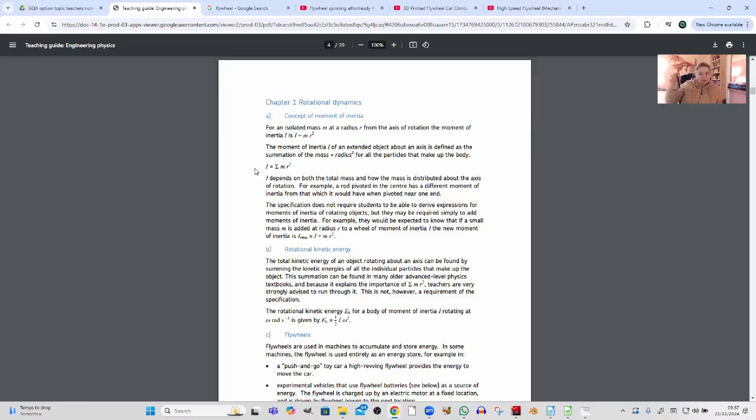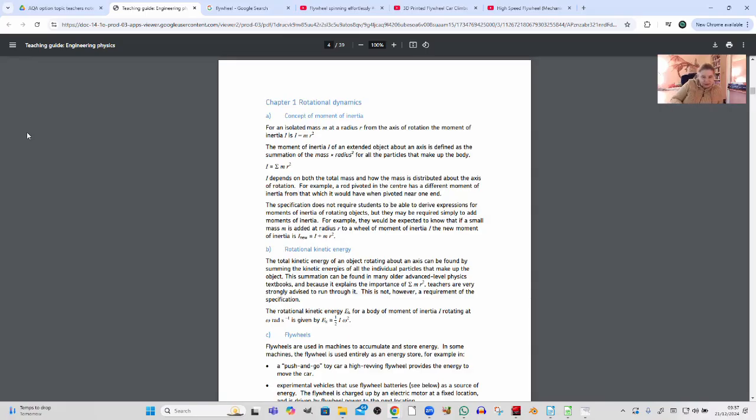If you've got just blobs of mass that are a distance r from the axis of rotation. If you've got different shapes, then you have to use those formulae, and they have to give them to you because you're not expected to remember them all. So this is the moment of inertia, and it says I depends on both the total mass and how the mass is distributed. For example, a rod pivoted in the centre has a different moment of inertia from that which it would have if it was pivoted near one end.